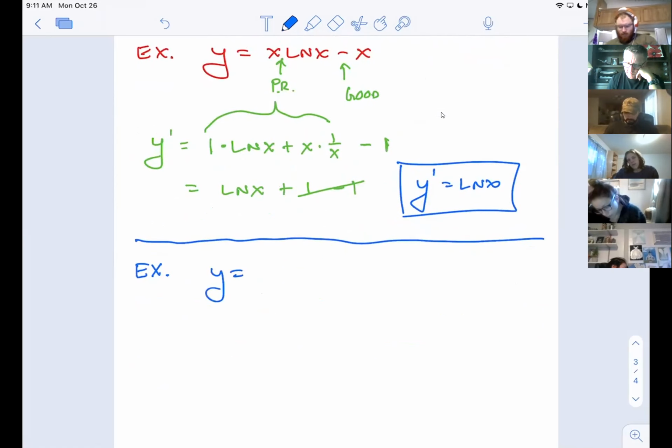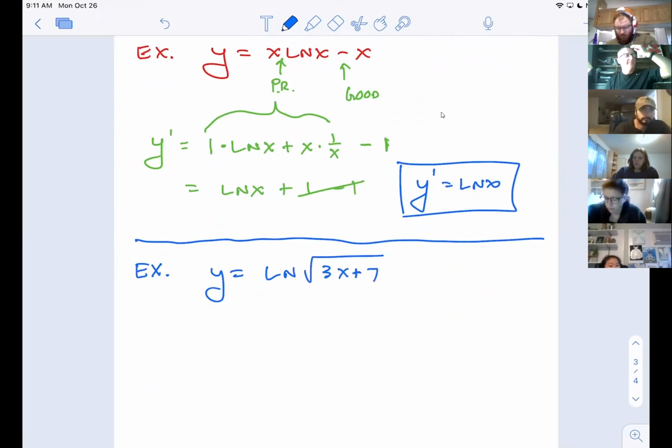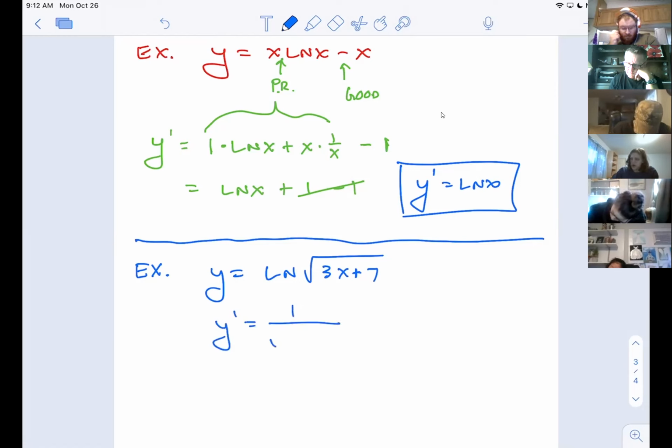I don't know. What about this? What about the natural log of the square root of 3x plus 7? Is that terrifying? Notice that's not multiplication. That doesn't say natural log times square root. That's just the natural log of it. So there's no multiplications here. Good. I don't have to do the product rule. So this isn't hard. Derivative of natural log of junk, 1 over the junk.